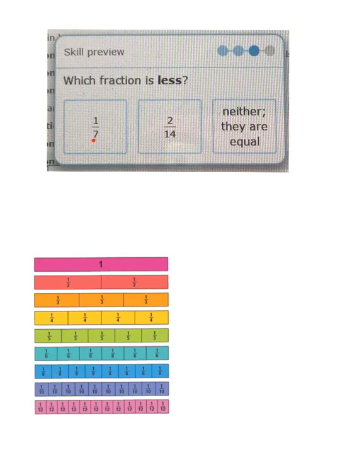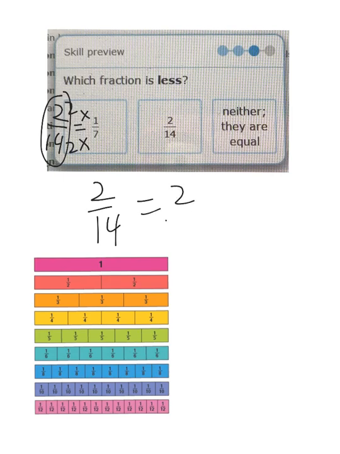So I noticed that 7 times 2 will be 14. So if we do the same to this like we did to the last one, if I times the bottom by 2 and I times the top by 2, we can make an equivalent fraction. 2 times 7 is 14, and 2 times 1 is 2. So now I'm looking at 2/14 in comparison with 2/14. Obviously, 2/14 equals 2/14, so neither, they are equal.